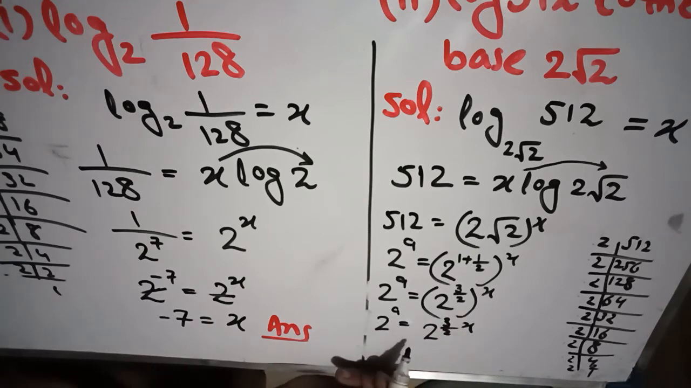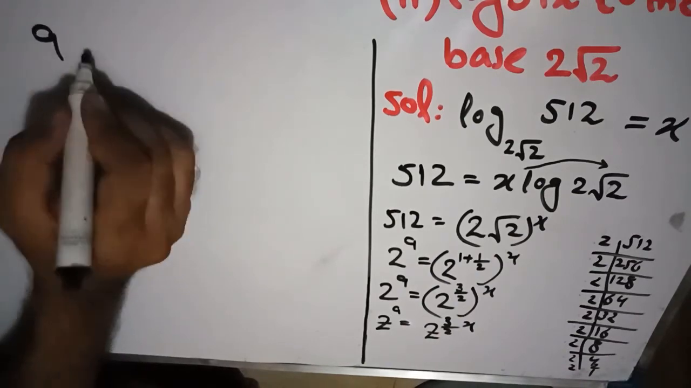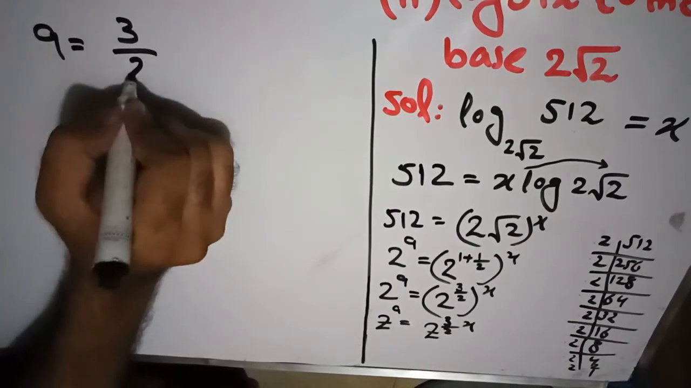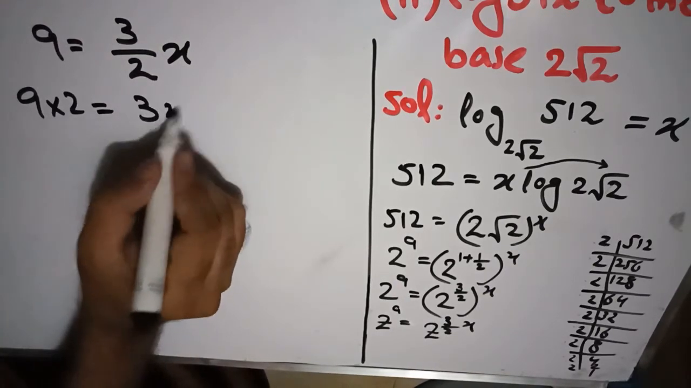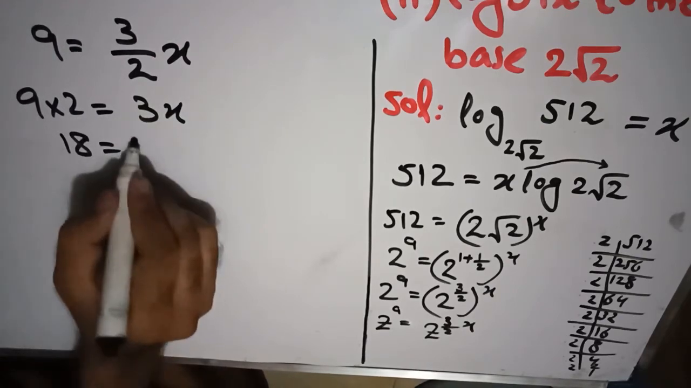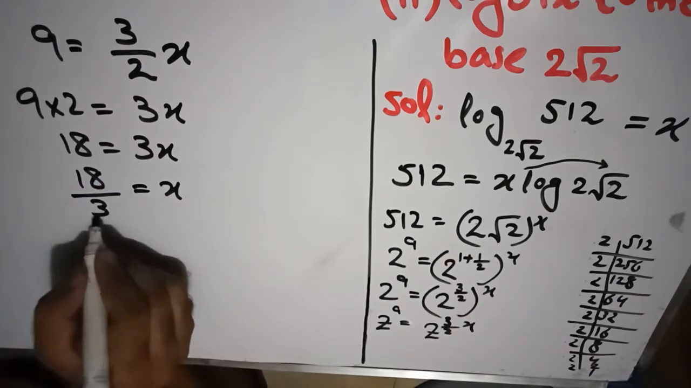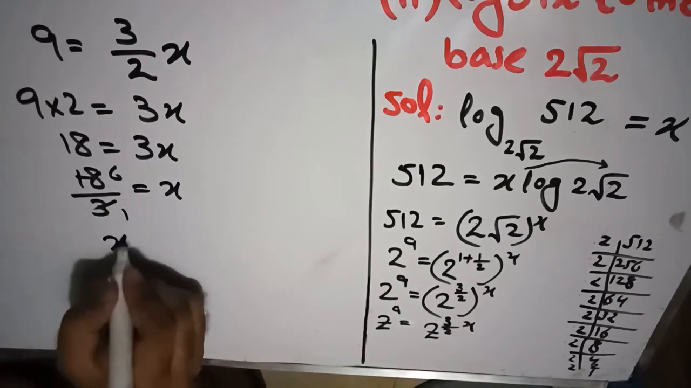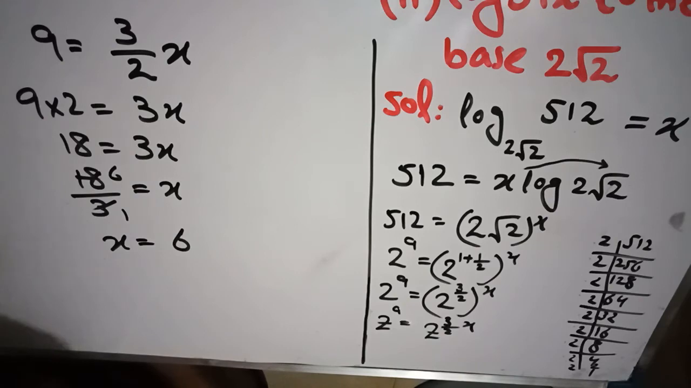Now you have equal bases, you can cut it and the powers will be just compared. Now the powers are 9 is equal to 3 by 2 x. Multiply this 2 with this 9, 9 multiply 2 and 3x, 9 2's are 18 is equal to 3x. Now 18 over 3 is equal to x, and 3 1's are 3 6's are 18, so x is equal to 6. So x is equal to 6 is the answer simply.